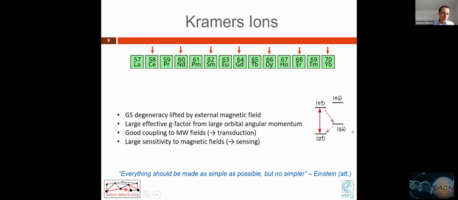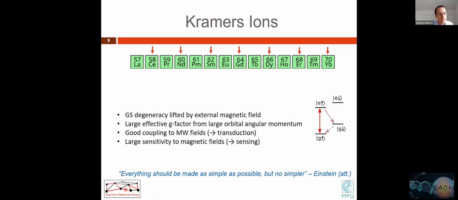Another peculiarity of the Kramers ions is that they have a very large effective G factor, and this stems from the large orbital angular momentum. As an example, erbium dopants have effective G factors up to 16. This means they have a very large sensitivity to magnetic fields, which is good if you want to use them as a sensor. They can have 8-fold higher sensitivity as compared to, for example, the NV center. It also means that you can have very good coupling to microwave fields, which is interesting if you want to transduce microwave photons to the optical domain.